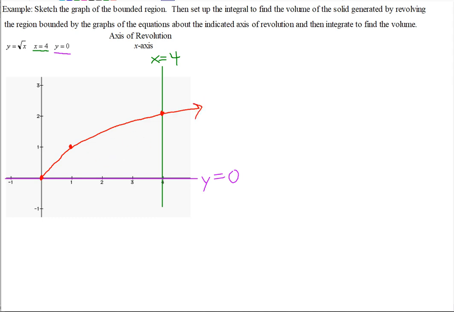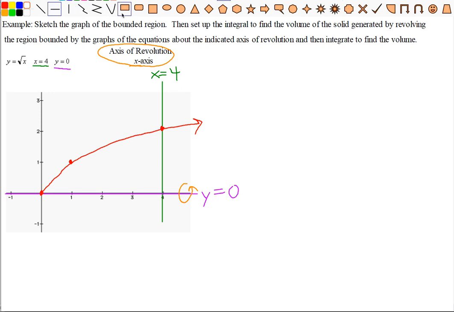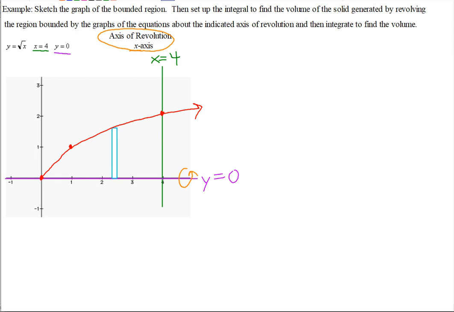Bounded means enclosed by. So it says set up the integral to find the volume revolved about the given axis of revolution. So in this case, our axis of revolution is the x-axis, which is one of our boundaries. So you can indicate the axis of revolution by a little circular arrow there. And then we can draw a representative rectangle in there. And we're also going to go over the shell method here in just a little bit.